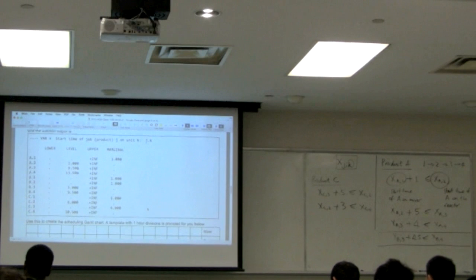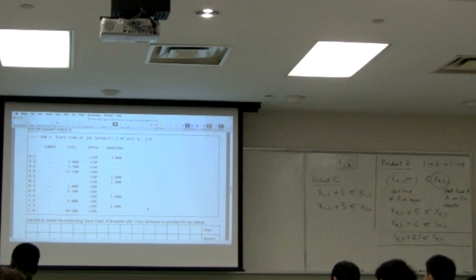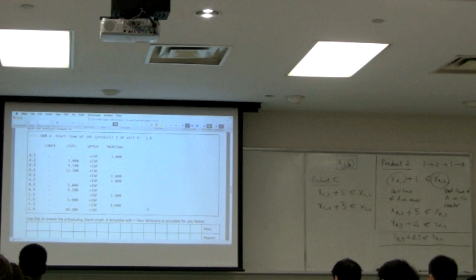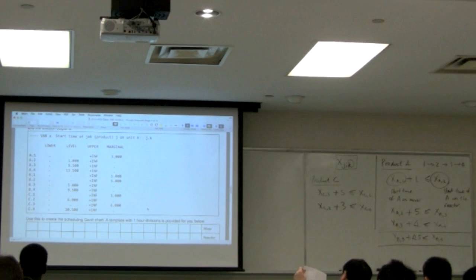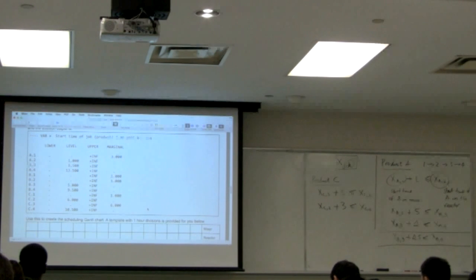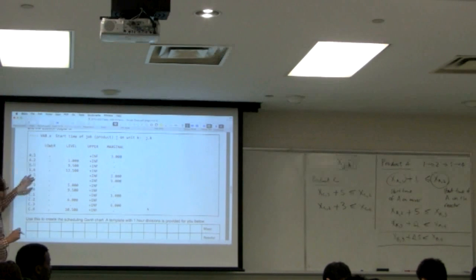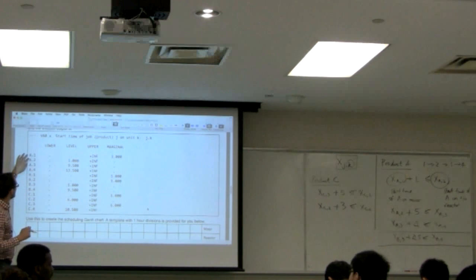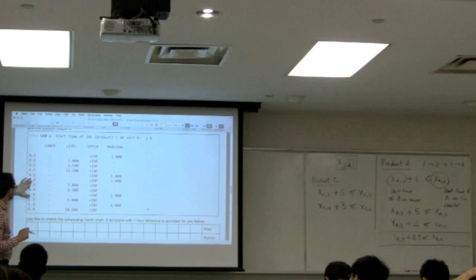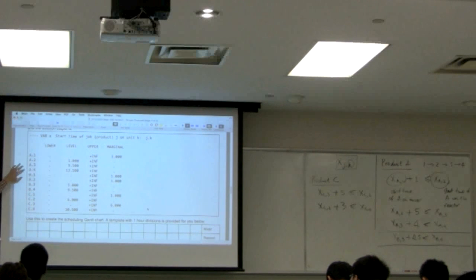But what is worth investigating is the output. And this is where I'd like you to spend the next few minutes interpreting this output. The output simply tells us what the order of A, B, and C products are on reactors, separators, mixers, and packaging lines. So 1, 2, 3, 4.